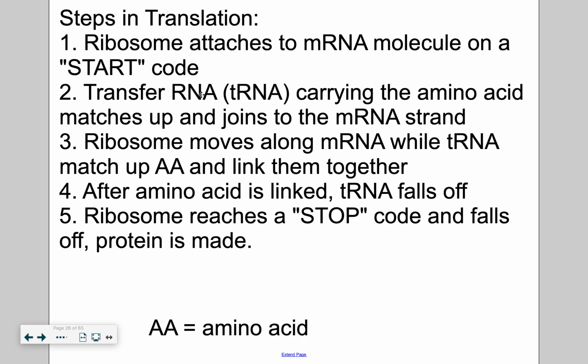And these tRNAs are just going to come with that amino acid, drop it off, and go find another one. The ribosome is going to keep moving along the mRNA while the tRNA matches up the amino acid and eventually links them together. After that amino acid is linked, the tRNA will fall off and go find another amino acid, and then the ribosome reaches a stop code, and everything just comes apart, and you're left with a protein.